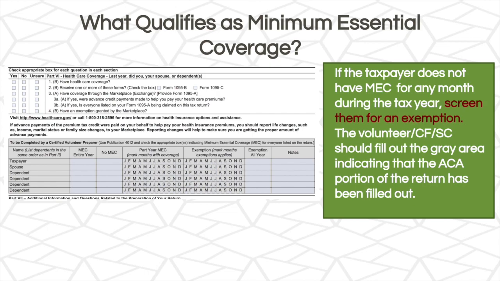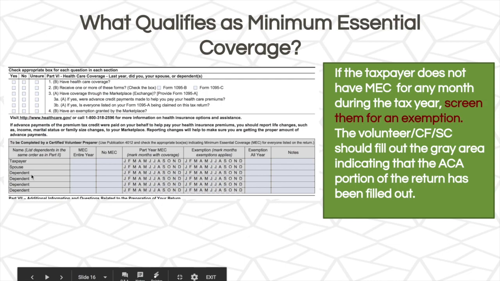Okay, so a very important part of the health insurance section in terms of the tax prep process is filling out this gray shaded portion on the intake interview form. So if the taxpayer doesn't have MEC for any month during the tax year, of course, we need to screen them for an exemption. And it's very important that we're always filling out this gray area in order to make sure that the ACA portion of the return has been filled out.